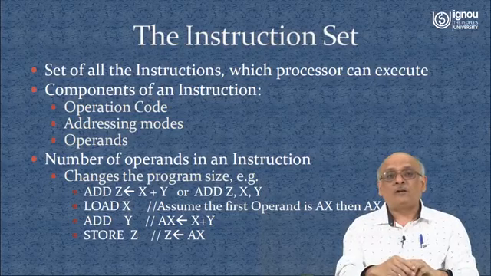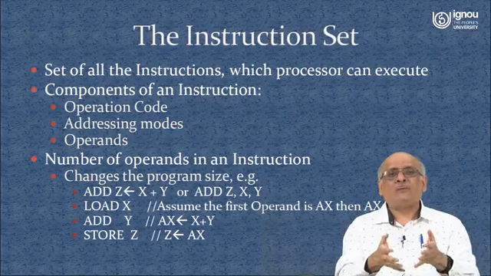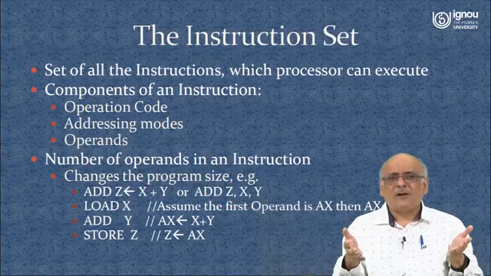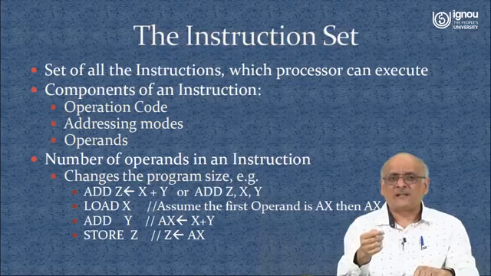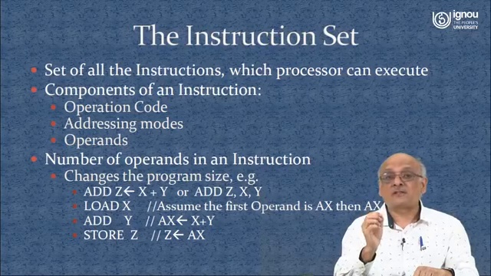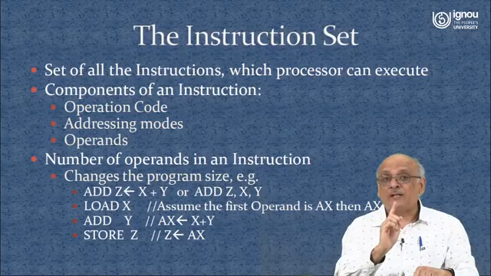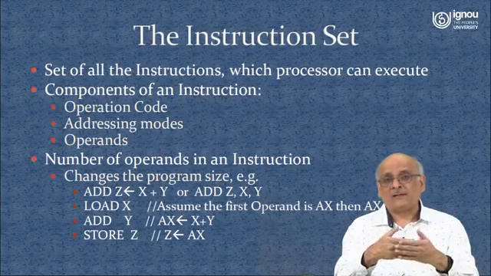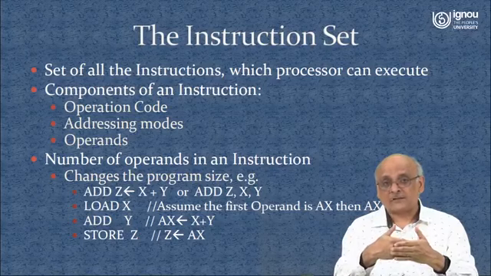Okay, moving on to the instruction set. So what do we mean by an instruction set? Technically speaking, simply a set of all the instructions which a processor can execute, right? So every processor is supposed to execute a specific set of instructions. And if you remember your 8086 microprocessor, several of those instructions we have discussed. I'll give you some examples once again here. But there are a number of instructions which are to be executed by the processor.